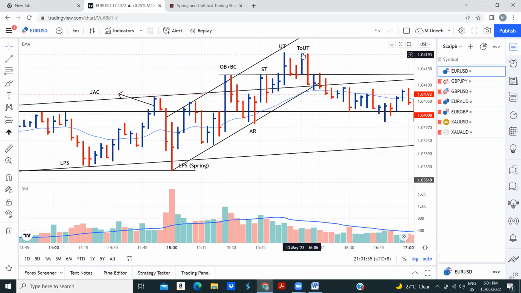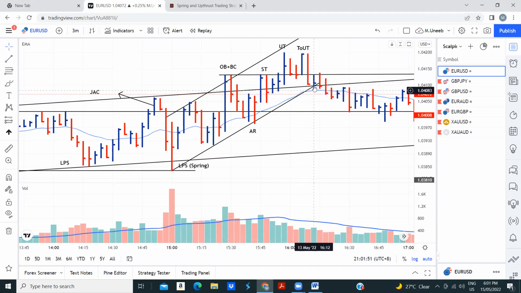And now, can we enter here? No, we cannot find any signal, because I told you that we either need no demand or effort versus no result. Did we see no demand here? Did we see effort versus no result? No, because this is not effort versus no result. Yes, the volume has increased, but the spread has also increased.